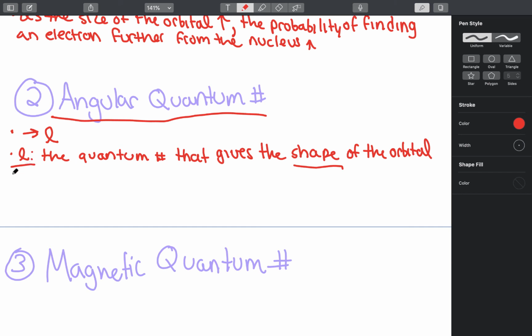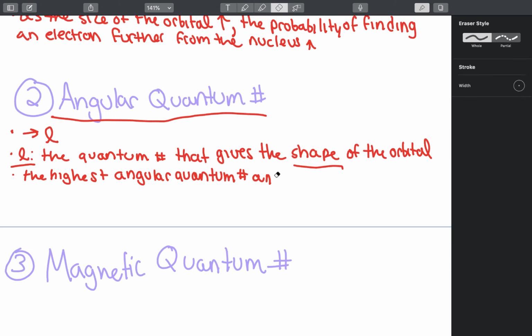It's important to note a certain formula that the highest angular quantum number, an energy, let's actually say that an energy. So let's erase this.